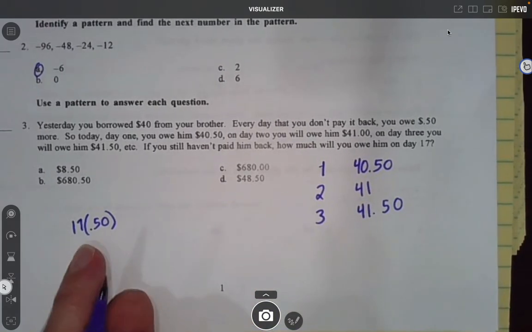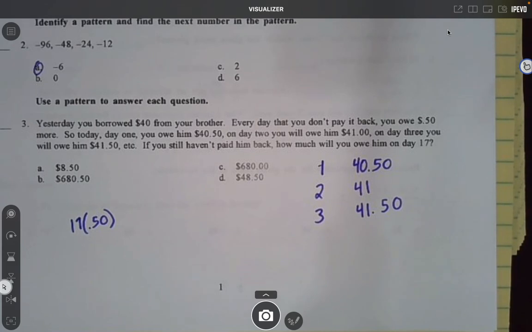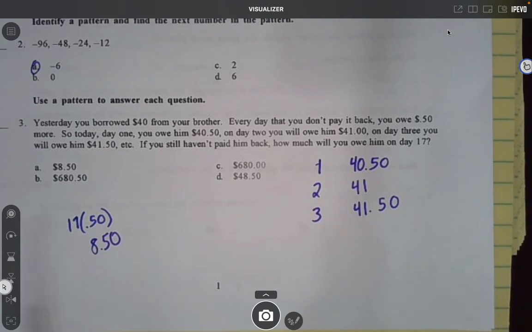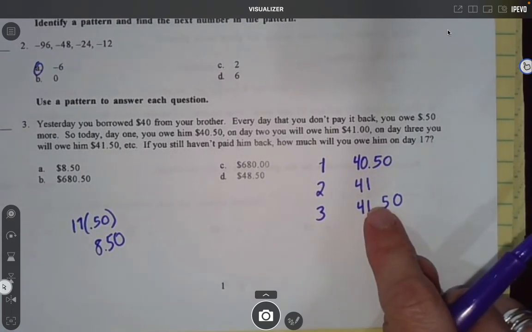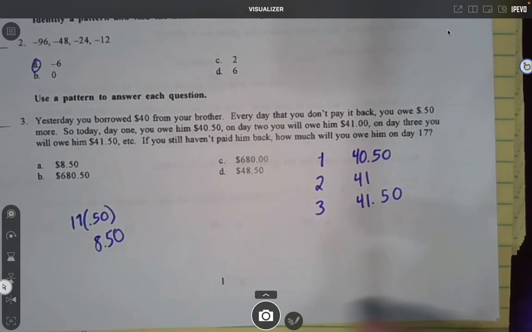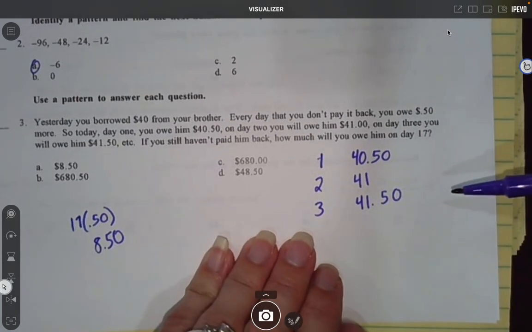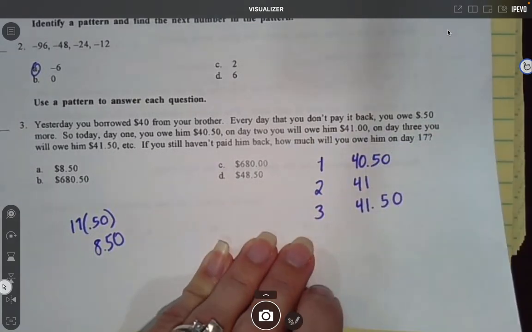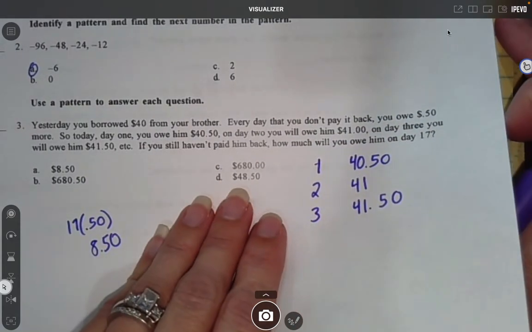So what's 17 times 0.50? 8.5. So that's $8.50 plus what you started off with, 40. So it's $48.50. Okay. Do we understand? They want us to make a table, but I would definitely say just figuring it out like this is better. But I don't think there's one like that on the quiz.